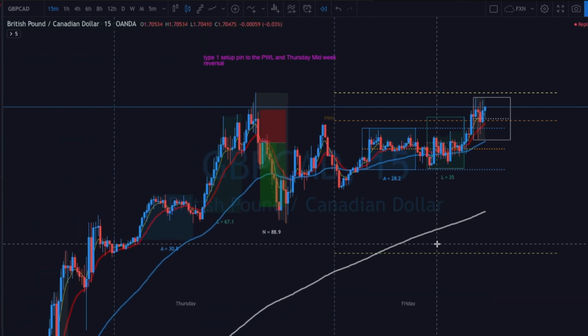The real question now is, do they go up and do they tag yesterday's high and then come back down? Or what do they do? But right now we don't have a setup.